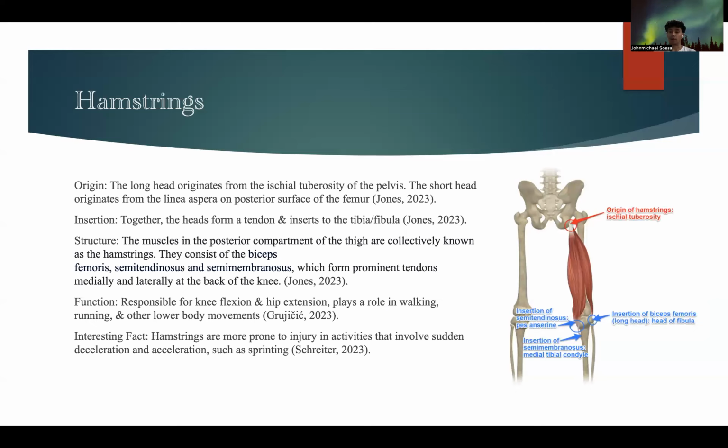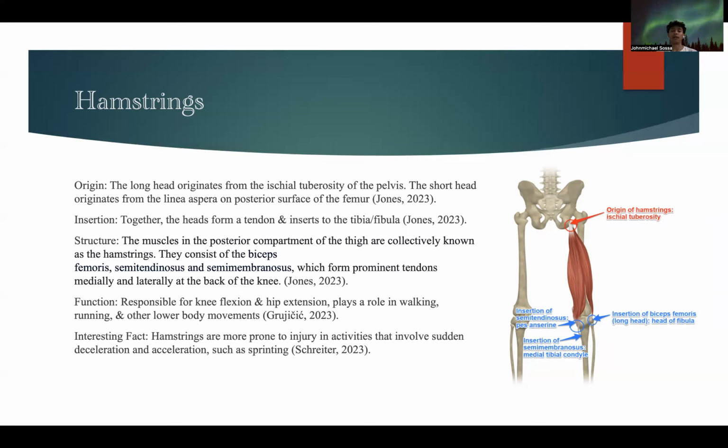Moving on with the next muscle group, hamstrings. The long head originates from the ischial tuberosity of the pelvis, while the short head originates from the linea aspera on the posterior surface of the femur. Together, these heads form a tendon and insert onto the tibia/fibula.